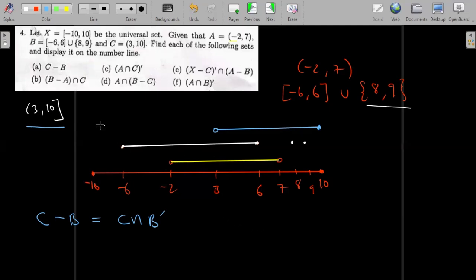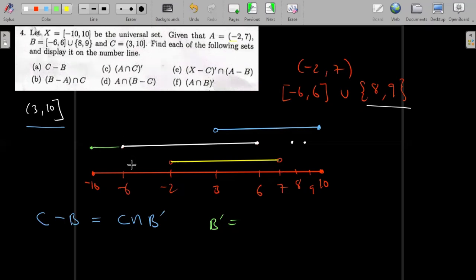Our set B is in white. Remember, they are the ones in white. I'll write our B complement in green so that you see the difference. Now, everything that is not in set B. So from this point, there is 6 going this way, up to 10. So I shade that in.